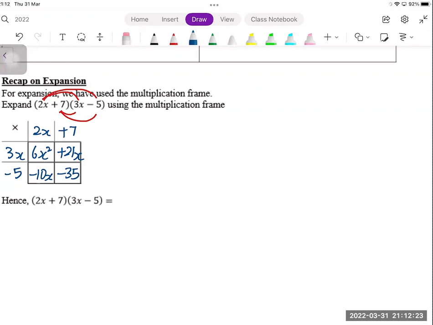Then after that, what can you do? You can simplify, because the like terms are your x terms. So what you can do is simplify. 21x minus 10x, you're left with 11x. So you get 6x squared plus 11x minus 35. This is expansion using the multiplication frame.